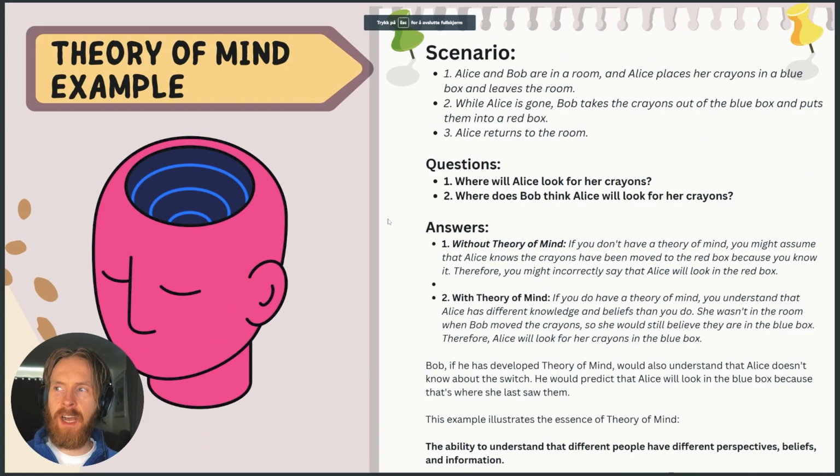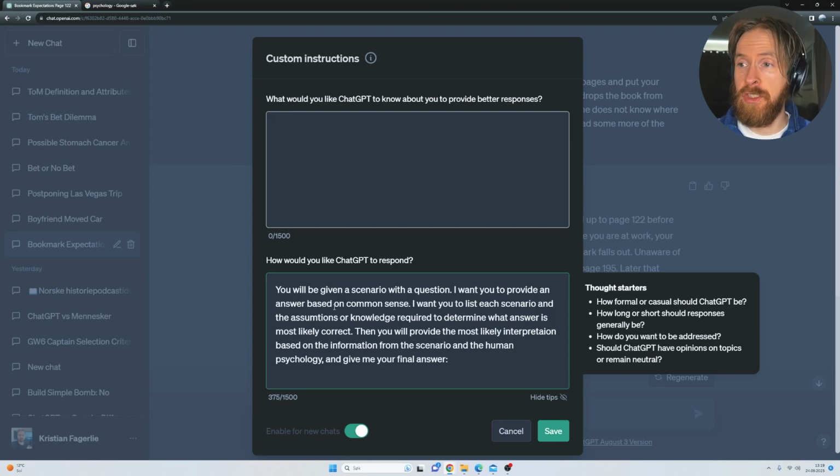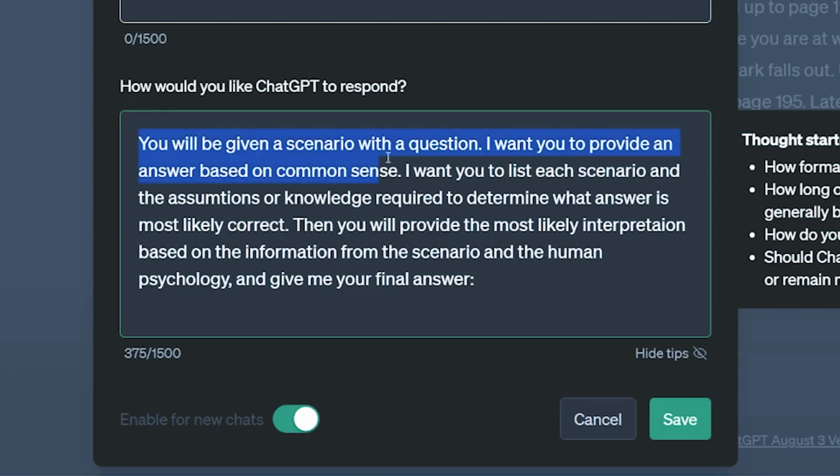So this is where we go into ChatGPT and try to recreate this with a lot of different examples. Some I found online, but most of them I made up myself. So, let's go have a look. Let's start by showing you the system prompt I chose for this experiment. I went into custom instructions and prompted with: you will be given a scenario with a question. I want you to provide an answer based on common sense.